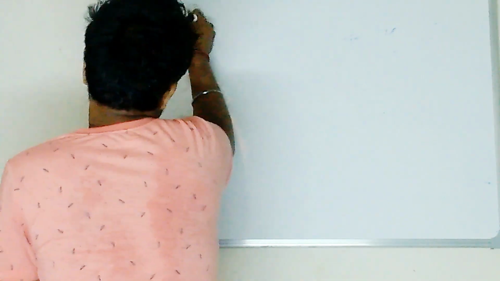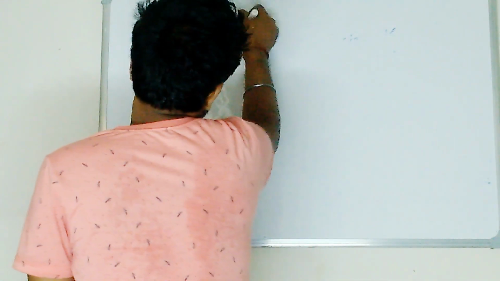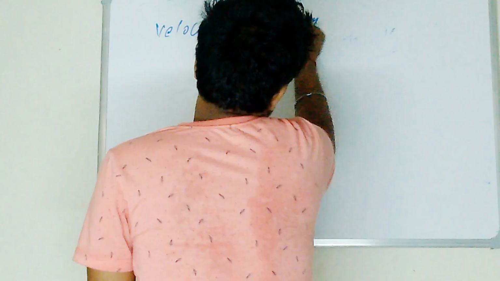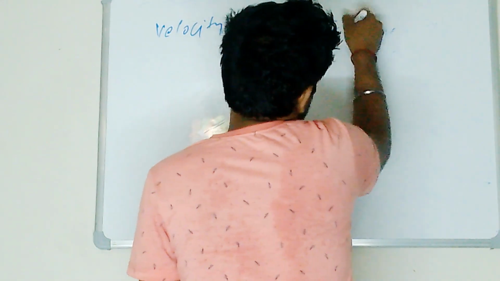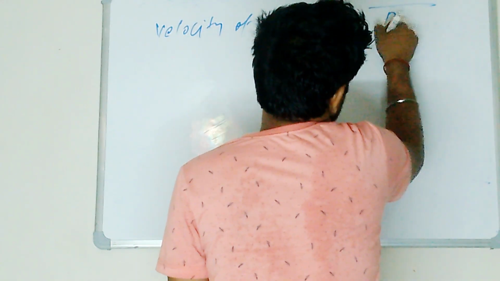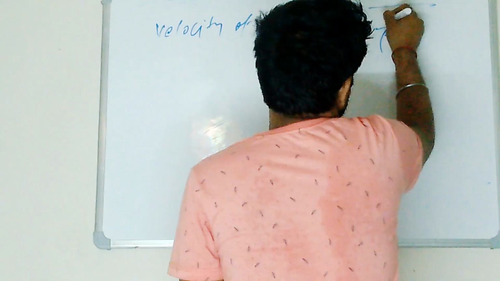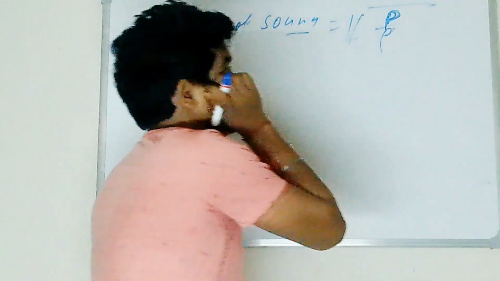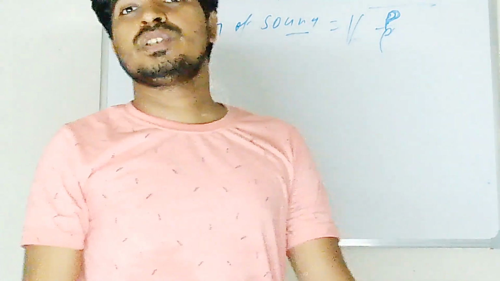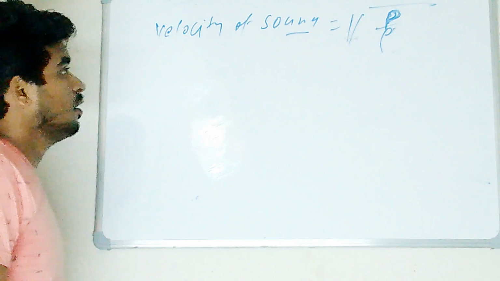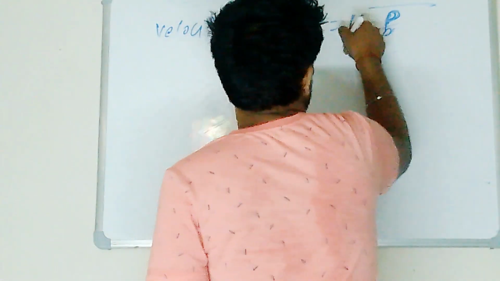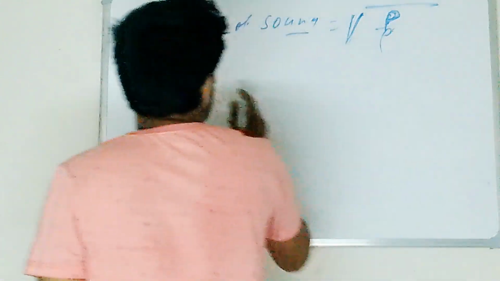So see here, first I am doing the velocity of sound. The velocity of sound was what? P divided by rho, P by rho. Now listen, P by rho. P is pressure, rho is density of the material. So this is the velocity of sound.